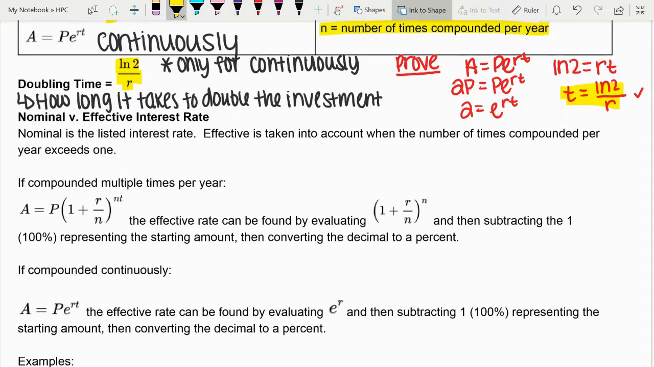So the effective rate can be found by evaluating 1 plus the rate divided by the number of times per year raised to the number of times per year, and then subtracting the 1, which we're talking about 100%, representing the starting amount, then converting the decimal to a percent. And then if compounded continuously, we use our ending balance is equal to the principal times E raised to the power of RT. And the effective rate can be found by evaluating E to the power of R and then subtracting 1, which we're talking about 100% again, representing the starting amount, then converting the decimal to a percent.